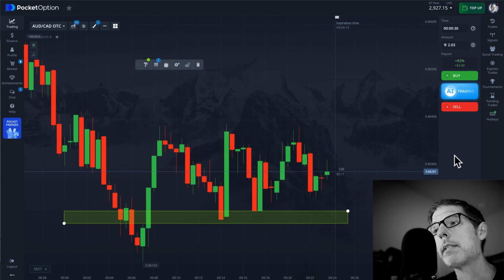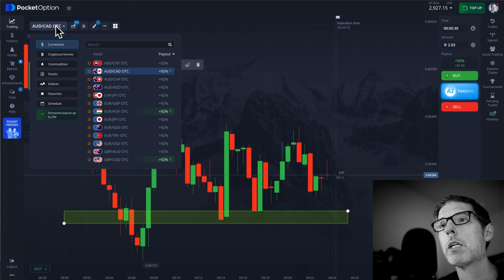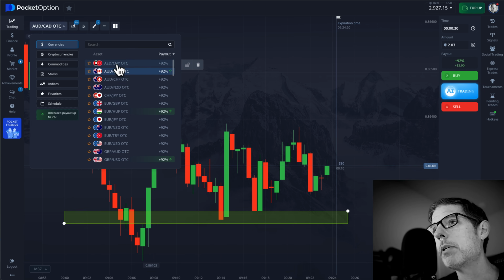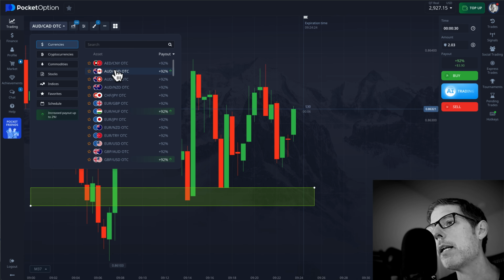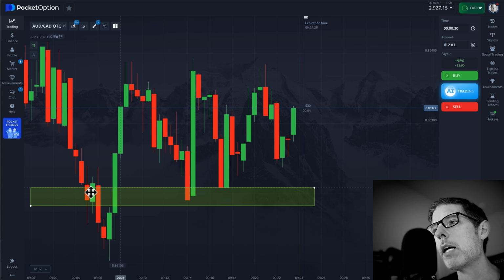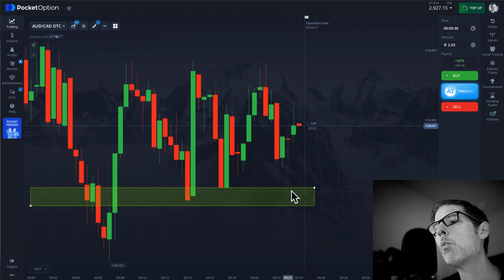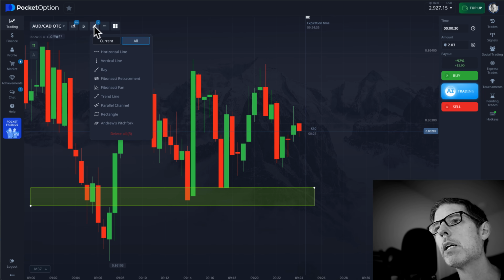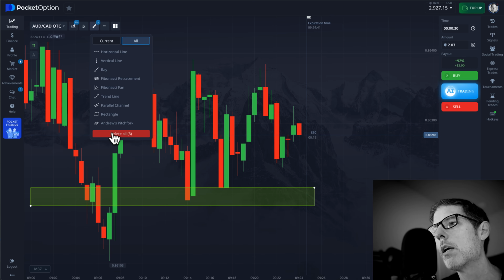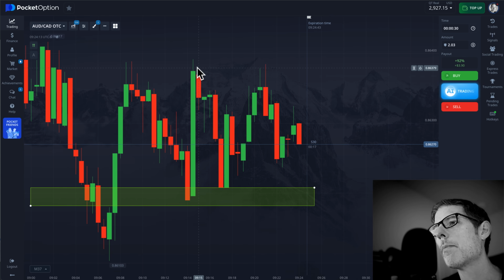Now, I can wait this out or I can switch to chart. And if I do switch to chart, because right now it's on OddCAD. If I go up here to AEDCNY and then I go back to OddCAD, you can see that the zone that I drew here, it's still there. So it's not going to go away. The only way that your artwork is going to be removed is if you come over here and come down here and select delete all. And that will delete all the artwork and lines and graphs that you've placed on the charts.